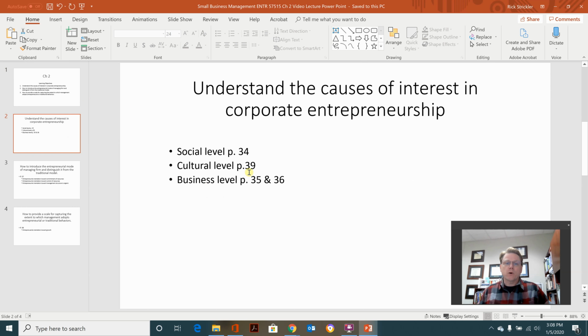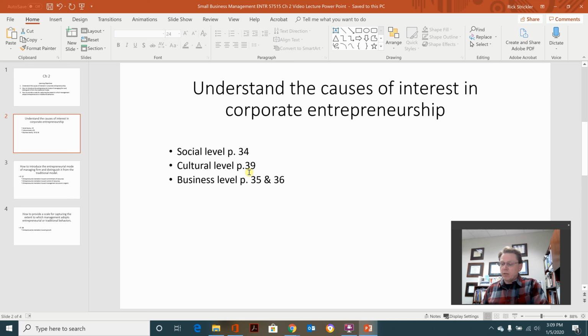If you look on page 34, there are three different things: social, cultural, and business levels. On the social level, there's an increasing interest in doing your own thing and doing it on one's own time. Individuals who believe strongly in their own talents frequently desire to create something of their own, and this creates freedom. Many people want to start their own businesses because they don't like corporate structure, they don't like to be managed, they want to have their own freedom, create their own thing, and say that they created it. So it has a sense of accomplishment.